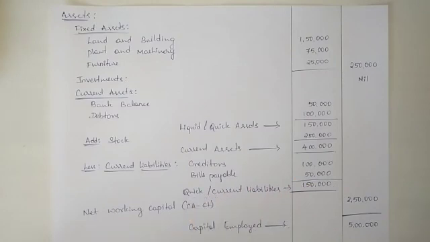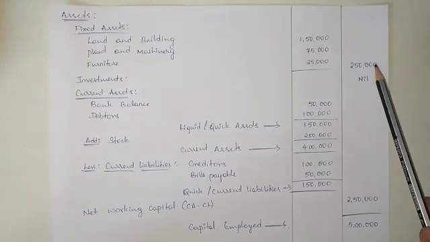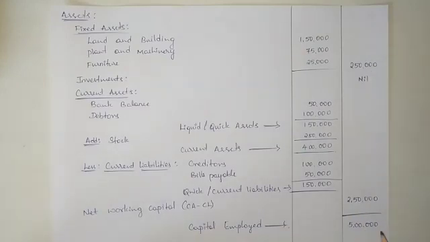Here there is no bank OD, which would not be considered in quick liabilities. So for that reason, in this particular problem, the current liability and quick liability are both rupees 1,50,000 only. So the net working capital, the net current asset, is going to be 2,50,000. If you add it to the fixed asset, the capital employed is going to be rupees 5 lakh.